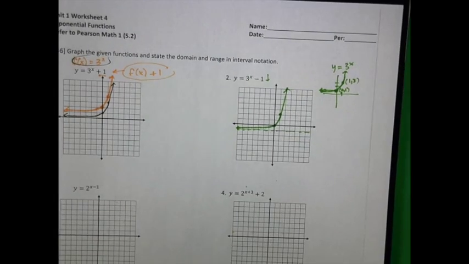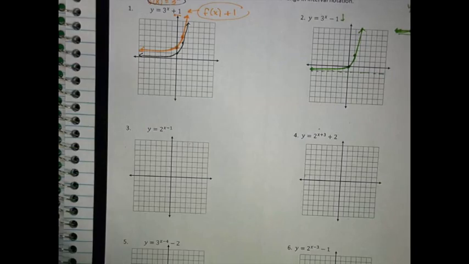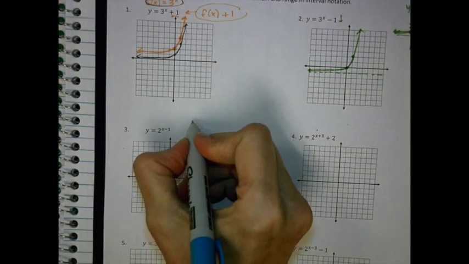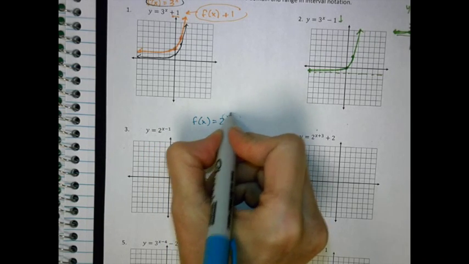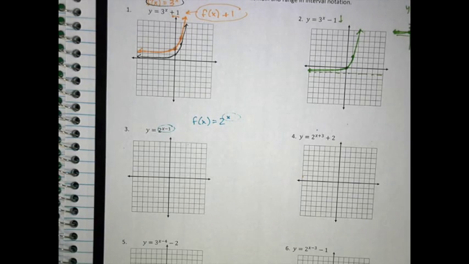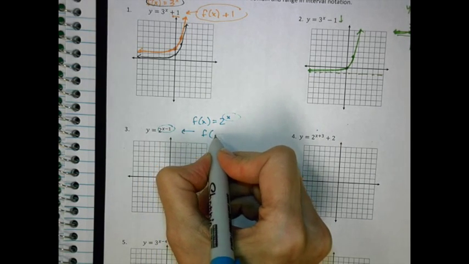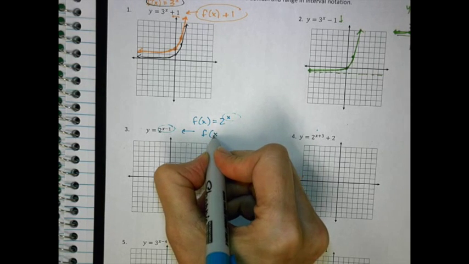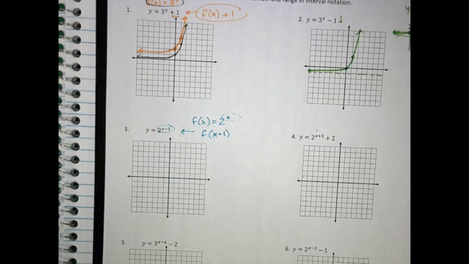Good. Let's do one with something in here, because when I see this one, what I think of is if f of x was 2 to the x, then I have put something in where just the x usually would be. So this graph would be f of x minus 1. I put that into that spot where the x usually would be.